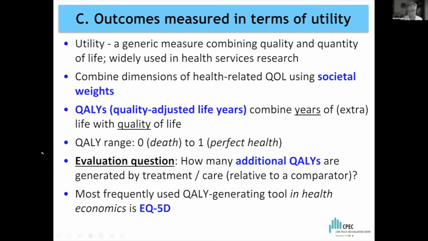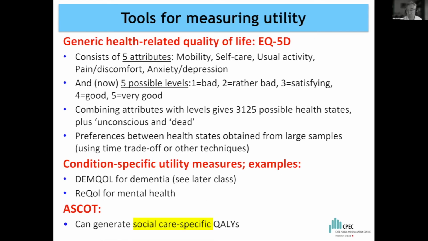And the most frequently used tool for measuring it is the EQ5D. So I put on here some examples. I'm not going to go into details, but if you look at almost every single, well, not every single, 95% of economic evaluations in the health field in this country would use an EQ5D based utility measure. And economists at York have been particularly leading the way in this tool.